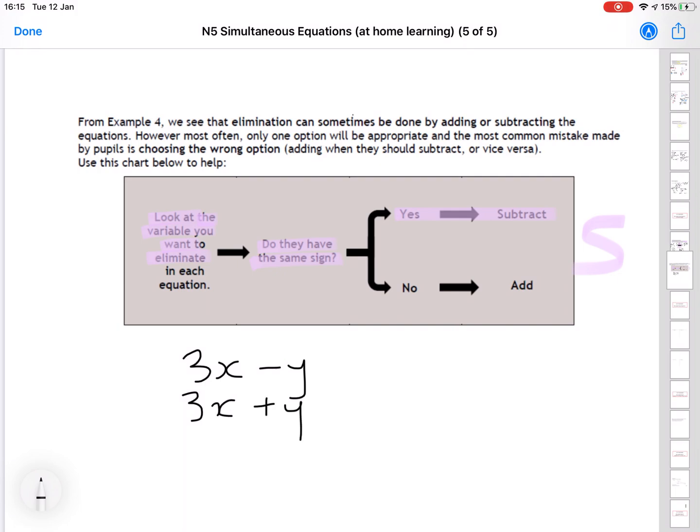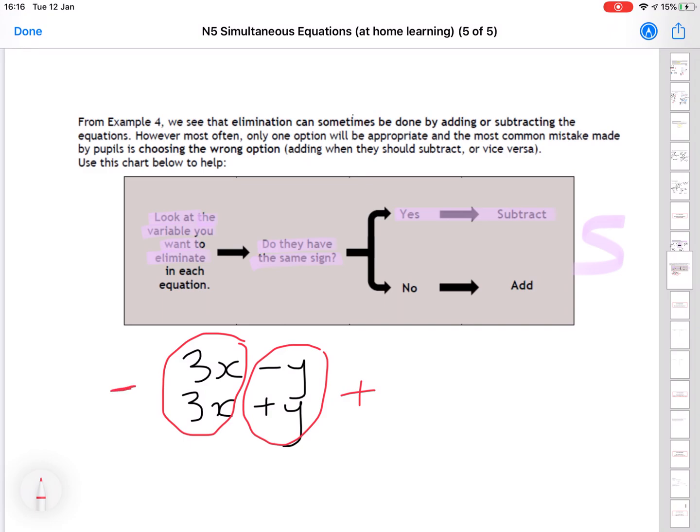3x plus y, okay, what I would want to do here is look at the sign of the letter that I want to eliminate. So for example, if I wanted to eliminate the y's, okay, we've got a minus and we've got a plus. So they're not the same sign. We've got one negative, one positive. So we would add to eliminate those, okay? But say, for example, I wanted to eliminate the x terms, okay, 3x and 3x. They're both a positive 3x. So they are the same sign, so we would subtract if I wanted to eliminate those.